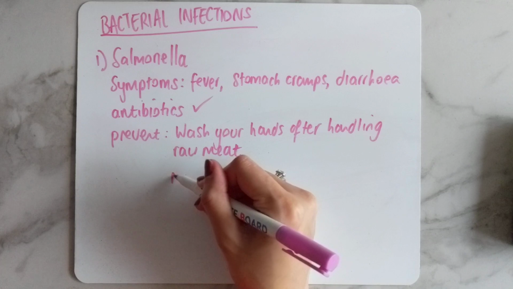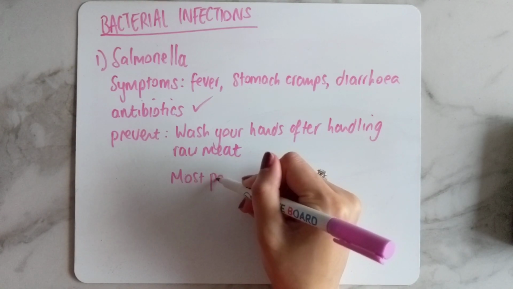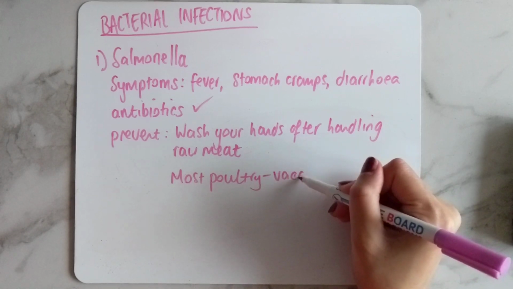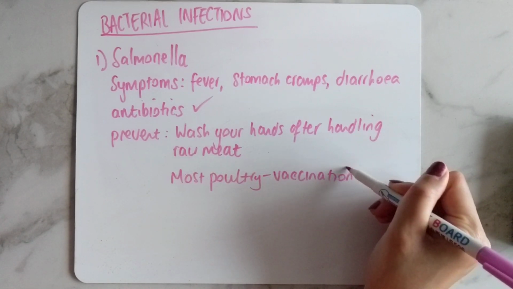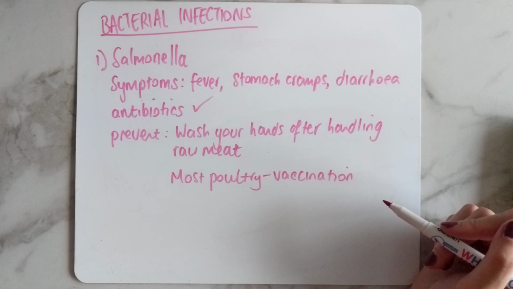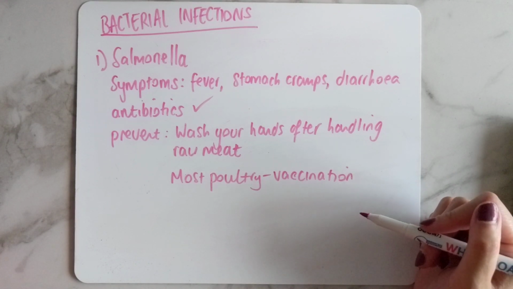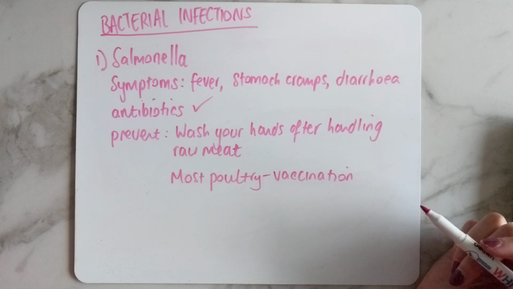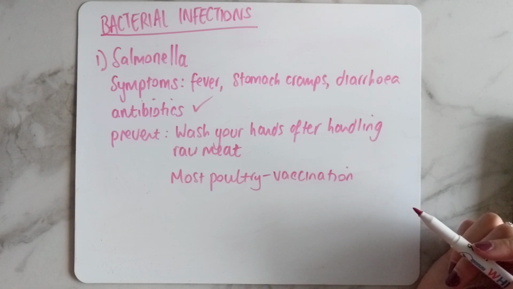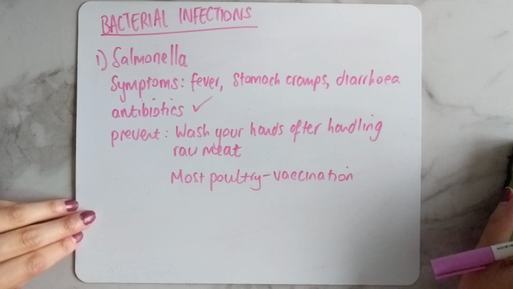And also, most poultry are given a vaccination against salmonella to control the spread of disease. So this is when the animals are alive. These animals are given vaccinations to stop the spread of disease amongst themselves. So therefore, when you buy it from the shops and cook it, it shouldn't have bacteria on it. Okay, so that's one, salmonella.